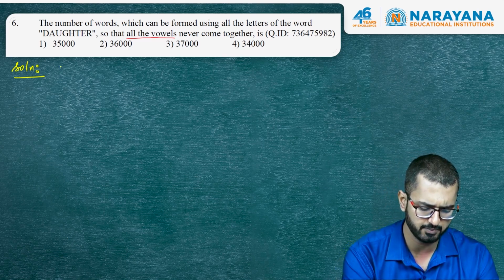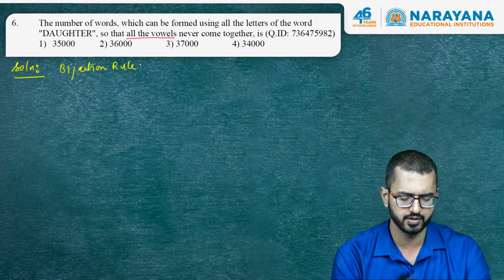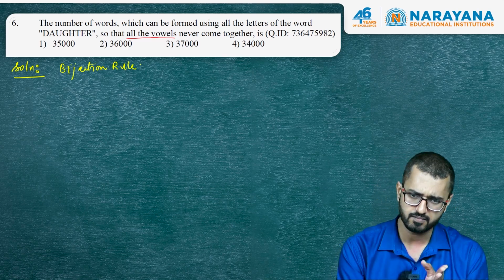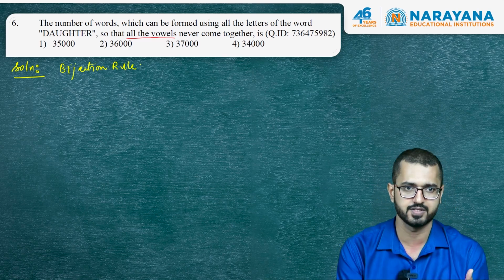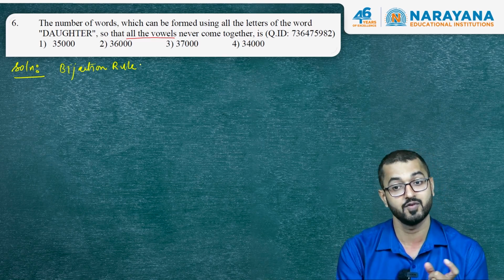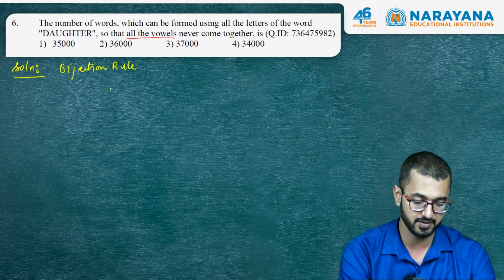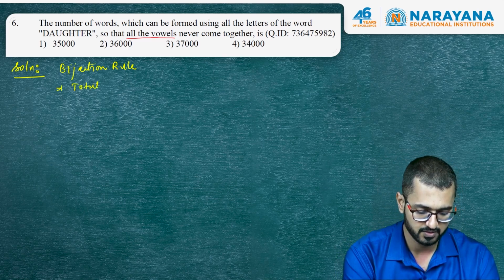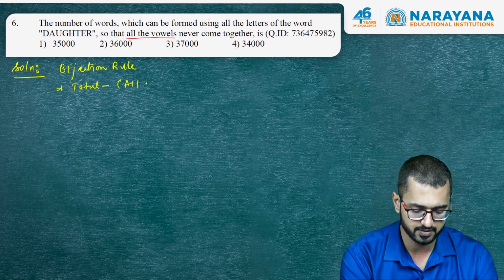That means we can apply the complement rule. So with the complement rule, it is all vowels. So you should not apply the gap method, because some people feel that no two vowels are together and all vowels are together. So here this is the case of all vowels never come together, but some vowels can come. That means I will use the complement rule. So for the complement rule it will be total number minus all vowels together.